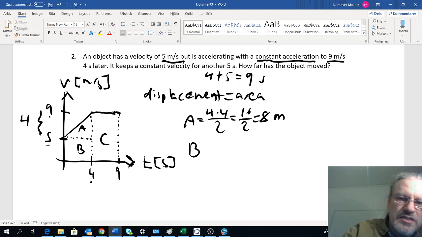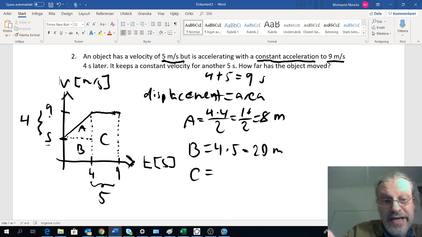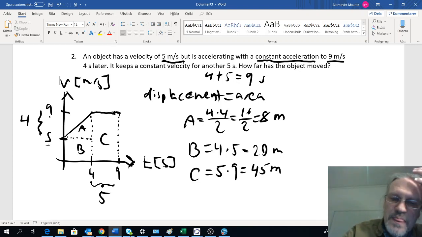is the base, which is 4, times the height, that is 5, and that is 20 meters, right? And the area C being the difference between these two, which we already know is 5, right? From here, 5 seconds, or just taking 9 minus 4. So the base would be 5 times the height, which is 9, and that would be equal to 45, right? So now we just add these up.